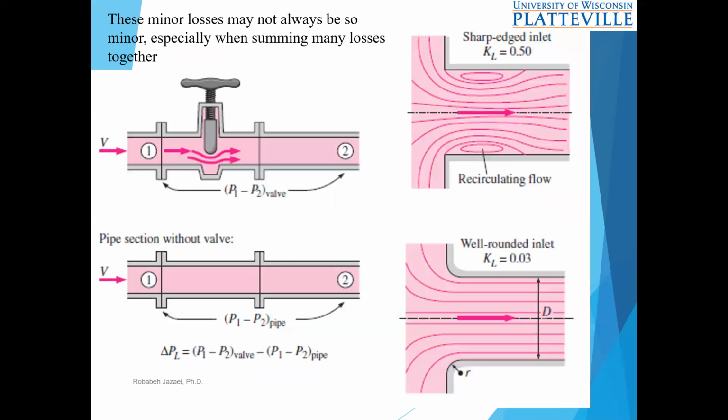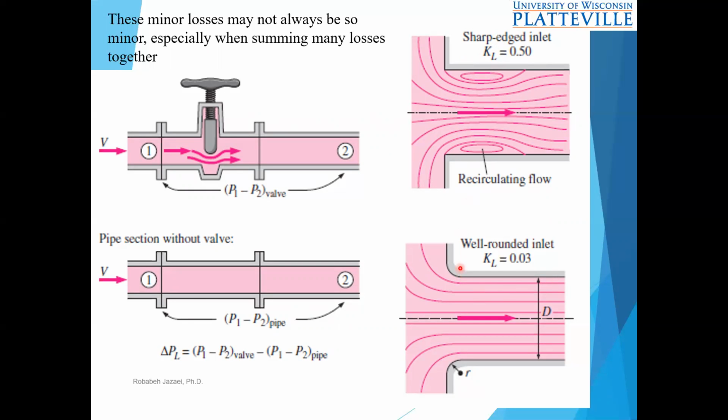So if you have a picture like this with a sharp edge, for sure you have more losses compared to when it's a well-rounded inlet, right? Because of this recirculating flow or turbulent flow that happens here and there. That's why we have a greater KL value. What is KL value? It's a minor loss coefficient that we're going to talk about in a minute. So you can see the coefficient of minor losses in the sharp edge is greater than in the well-rounded inlet.